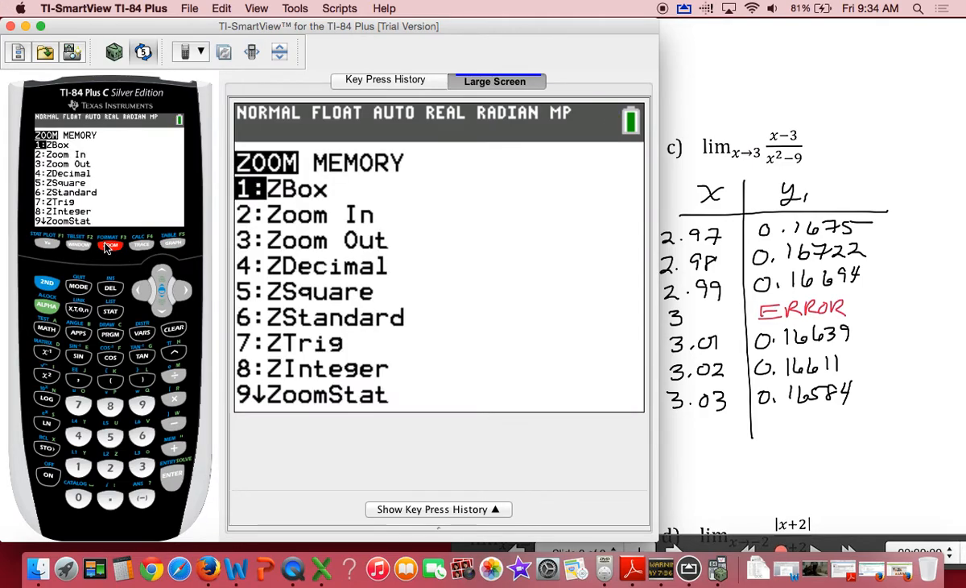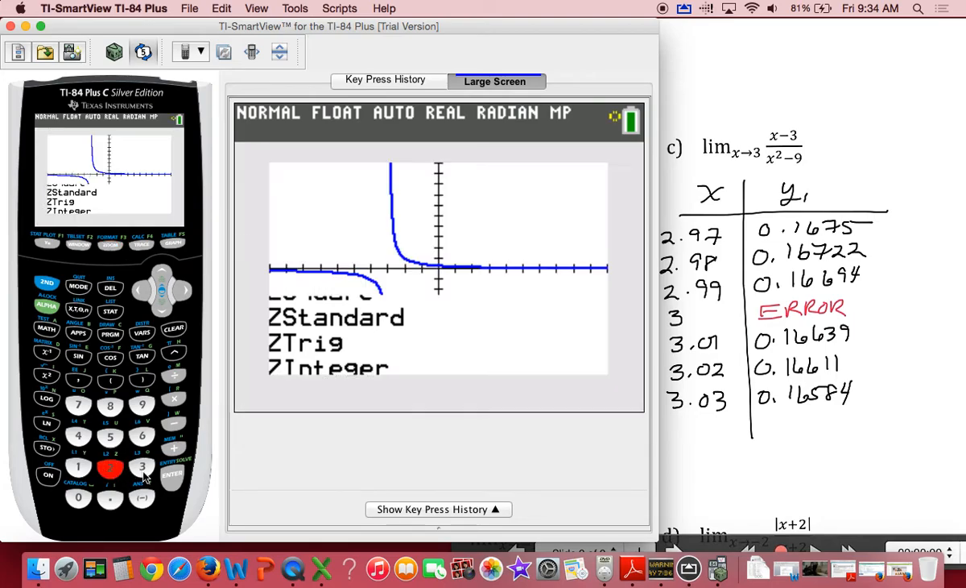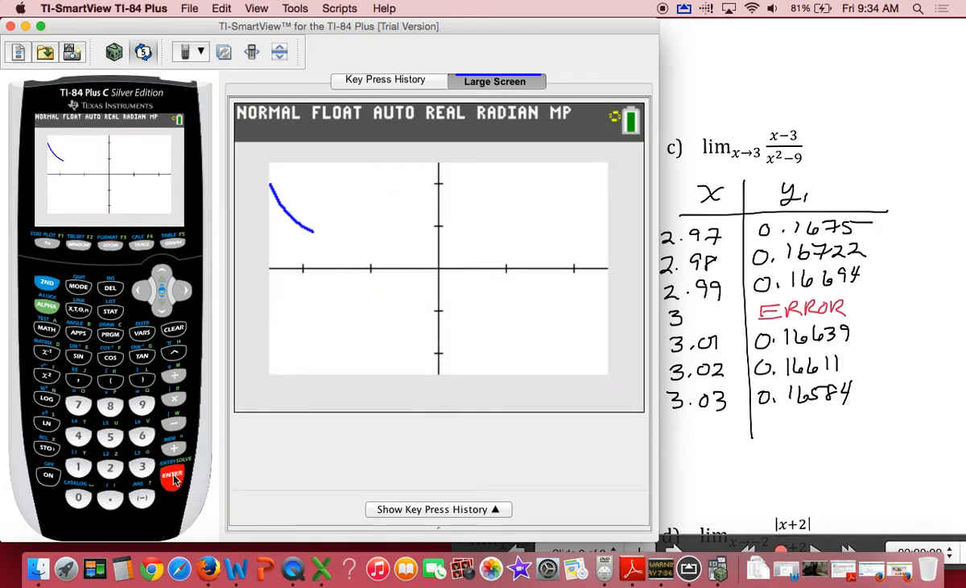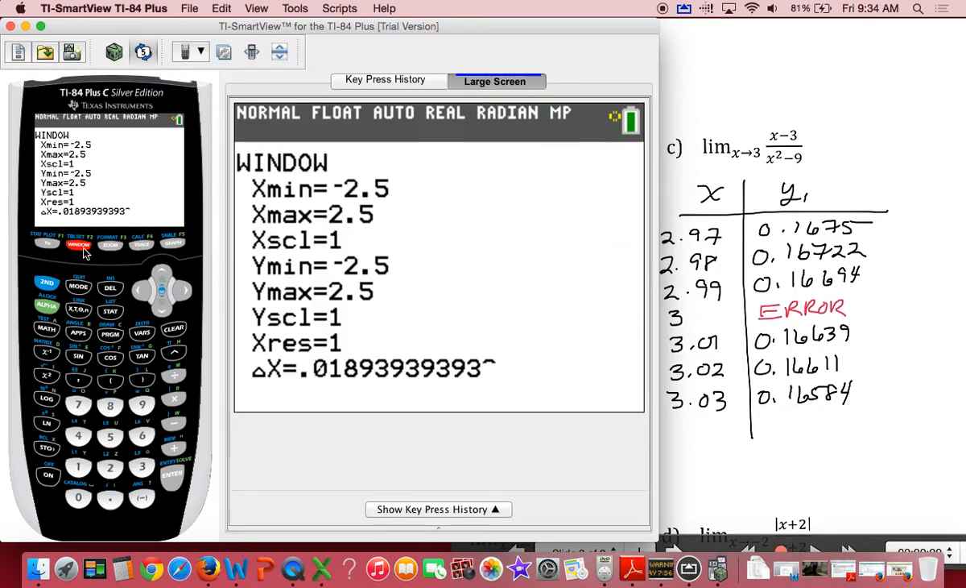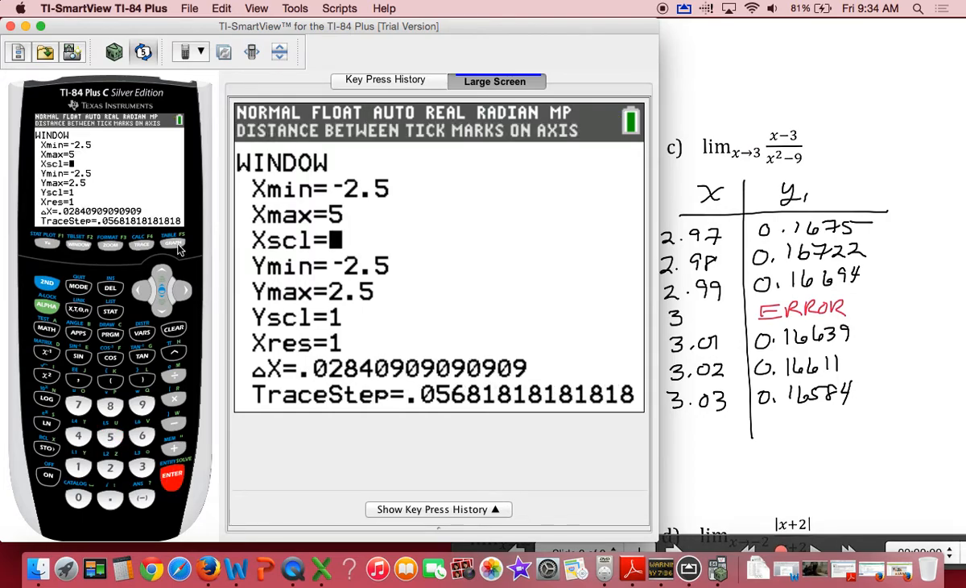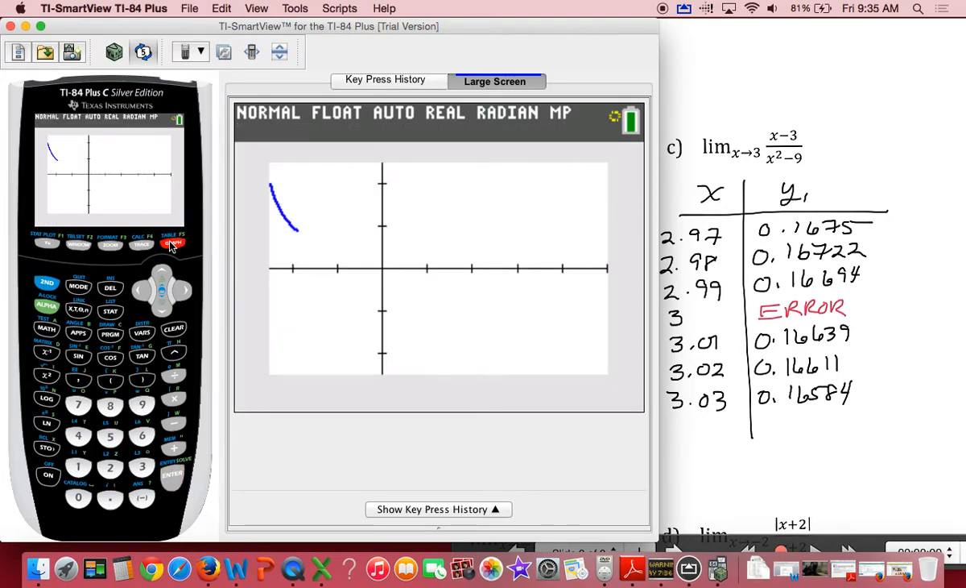Let's zoom in and see what's really going on. So we're going to zoom in and hit enter. And then because we're approaching 3, I want to change my window so the x value max is, let's just say 5. And now look at your graph. So is it touching 0? No, but it is getting really, really close.